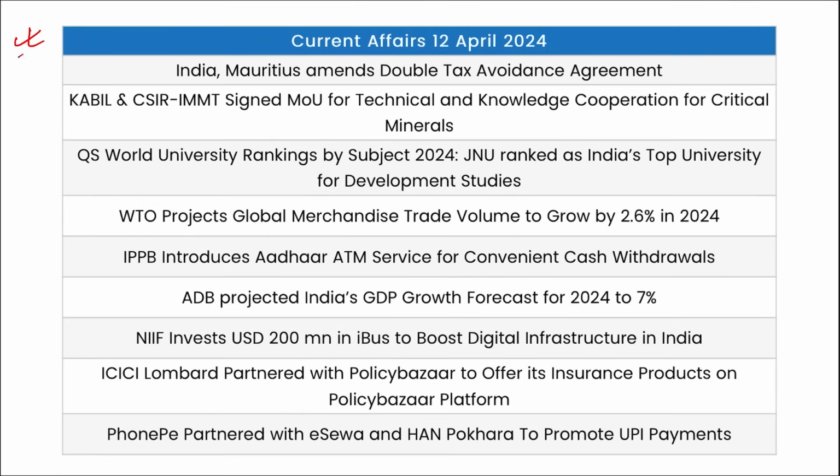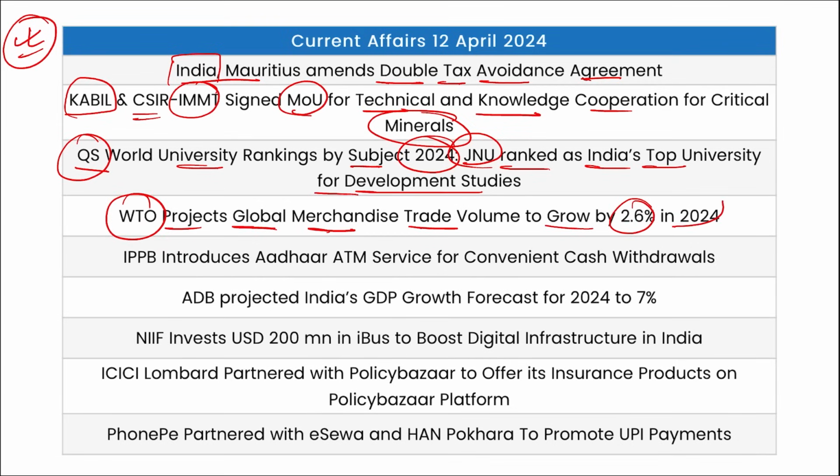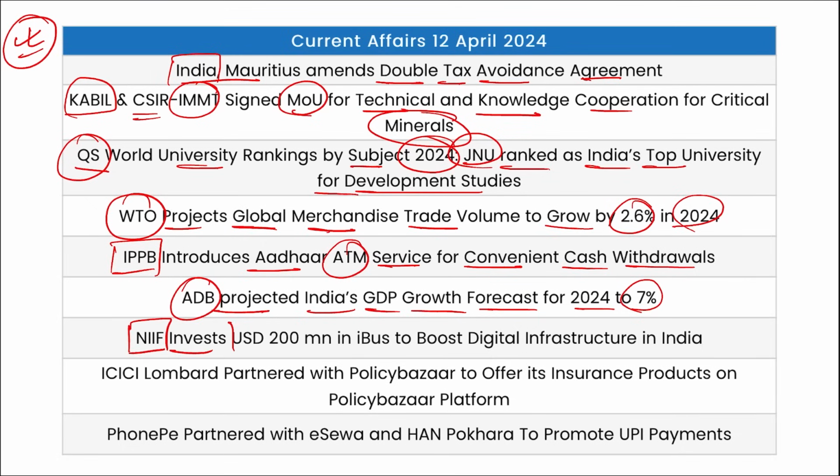Now let's move to your famous one-liners that will help you remember and revise all the current affairs. India and Mauritius amended the double tax avoidance agreement. KABIL and CSIR IMMT signed an MOU for technical and knowledge cooperation for critical minerals. QS World University Ranking by Subject 2024 was released, and JNU has ranked as India's top university for development studies. WTO projects global merchandise trade volume to grow by 2.6% in 2024. IPPB introduced Aadhaar ATM service for convenient cash withdrawals. Asian Development Bank projected India's GDP growth forecast for 2024 to be 7%. NIIF invested $200 million in iBus to boost digital infrastructure in India.